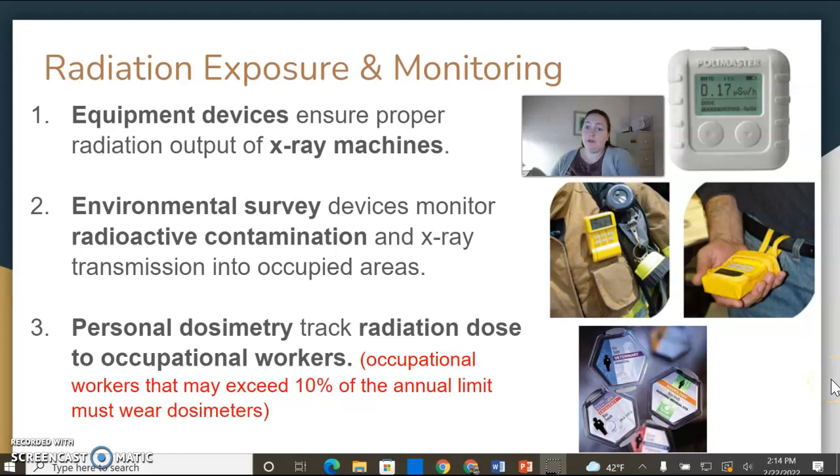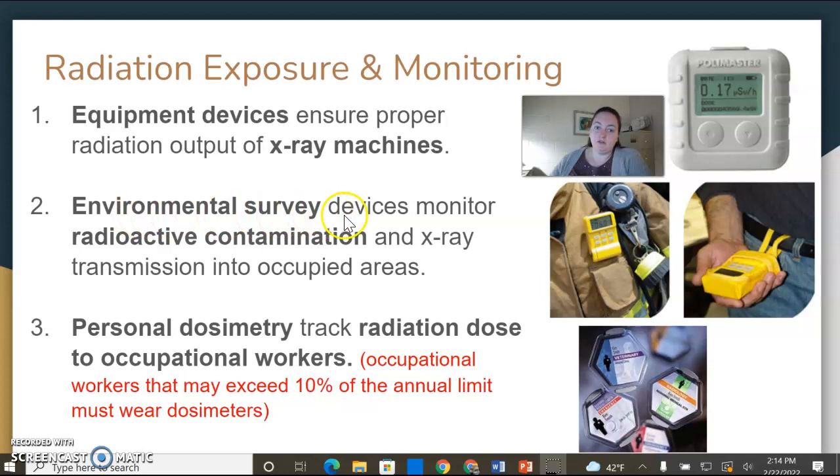All right, I think this is part 3 of personal protection. So we're going into exposure and monitoring, or ways to measure exposure. There are some equipment devices that ensure proper radiation output from X-ray machines. So like this small one up here, it's giving you a reading of the exposure.